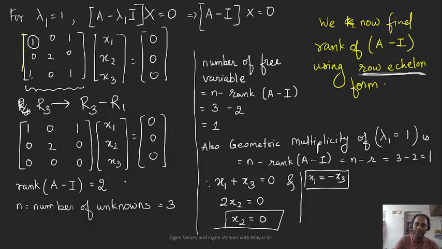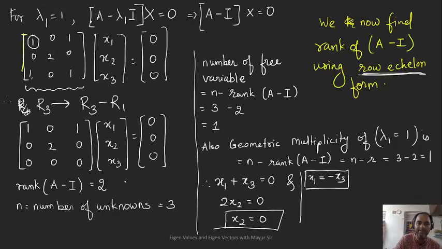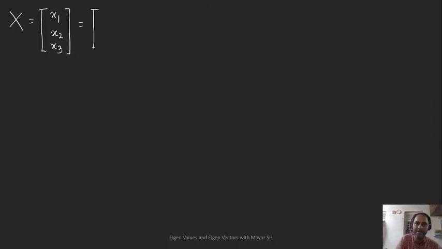Okay, so now we go for the general formula. What is the general formula of eigenvector? The eigenvector looks like this: x1, x2, x3. Being x1, x2, x3, what do we got about x1? We got that x1 is the same as minus x3. Correct? What do we got about x2? x2 we straightforwardly got is 0. No problem only for x2. What do we got about x3? We got nothing. x3 is nothing we got.